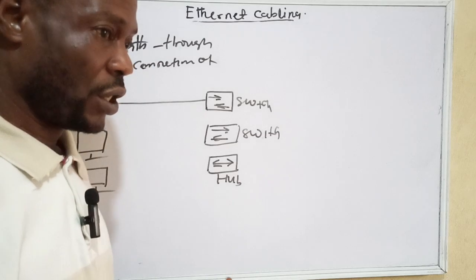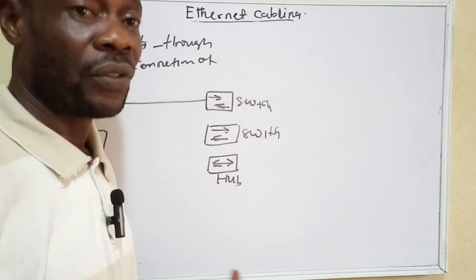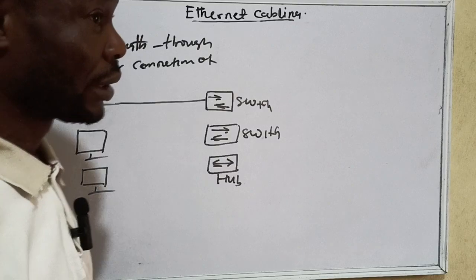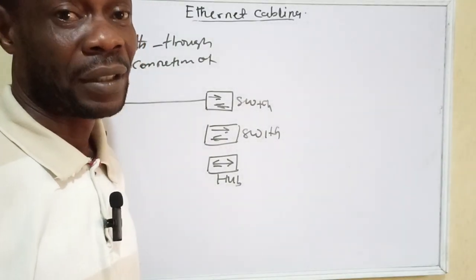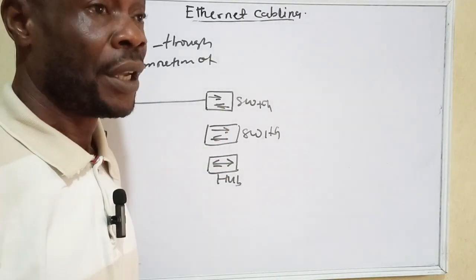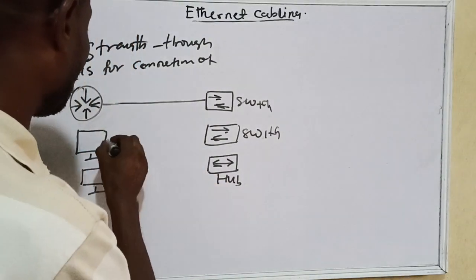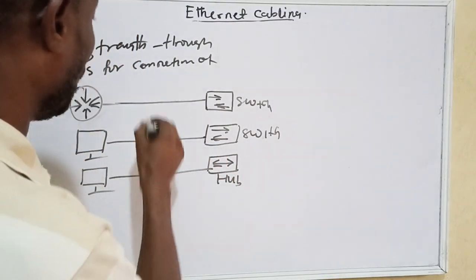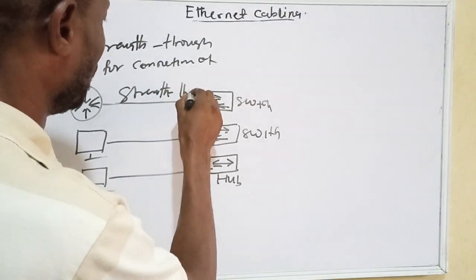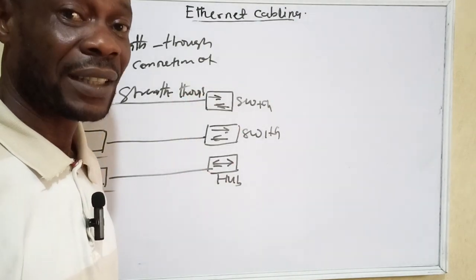Any device that operates in different layers of the OSI reference model, because this router and computer operate in layer 3 of OSI reference model. Why, switches operate in layer 2, which is data link layer, and the hub operates in layer 1, physical layer.